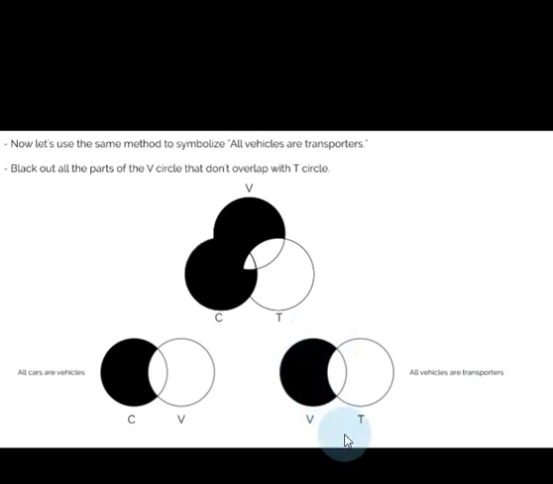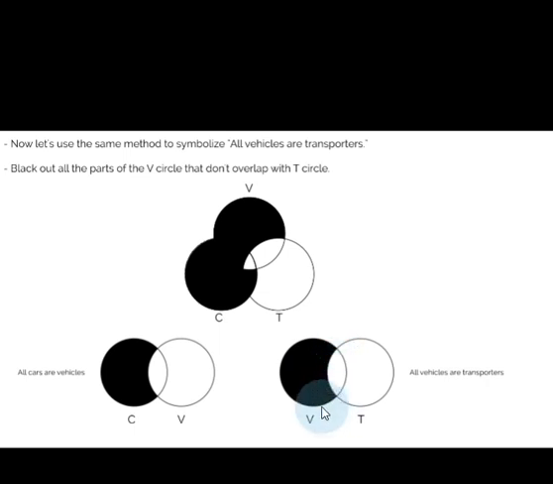That means if you're a vehicle, remember, a vehicle has to be inside this circle somewhere. All the vehicles in the world are inside the circle. Can they be outside of the transporter circle? Not according to the statement. The statement is saying all vehicles are transporters. So that means there can't be any vehicles here. If there's a vehicle at all, it has to be in this space right here.